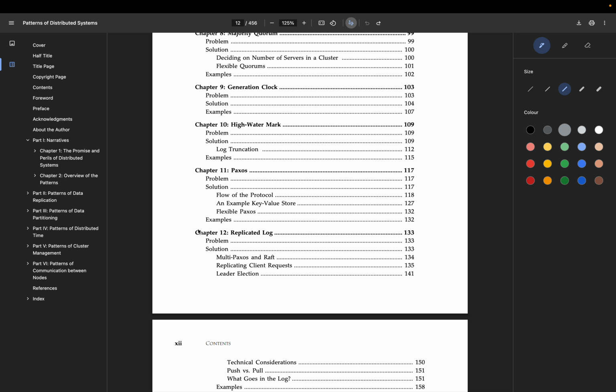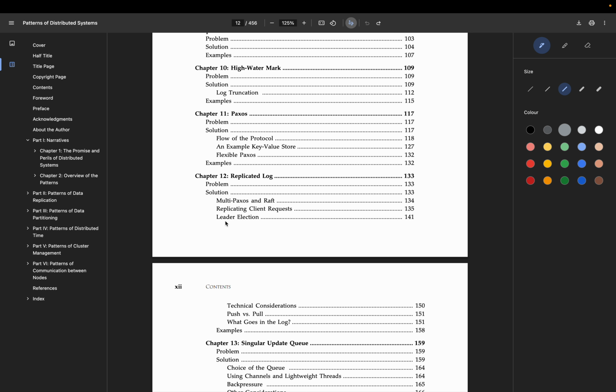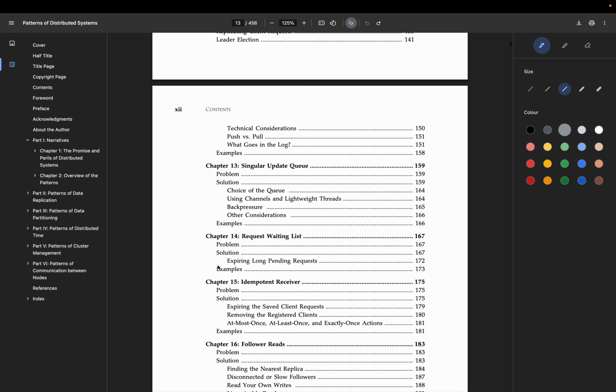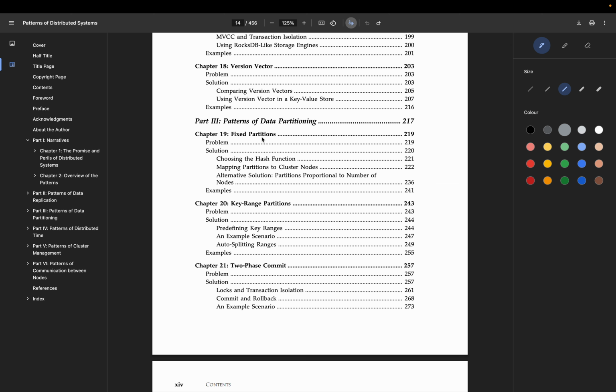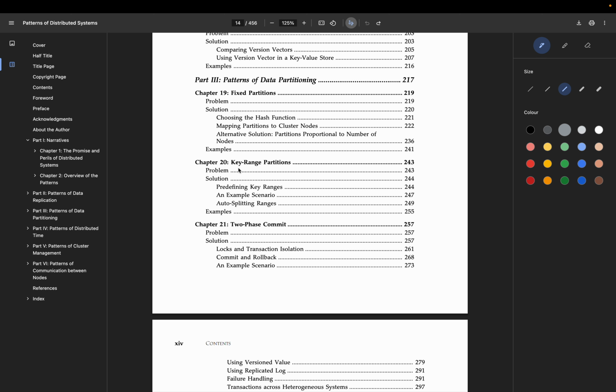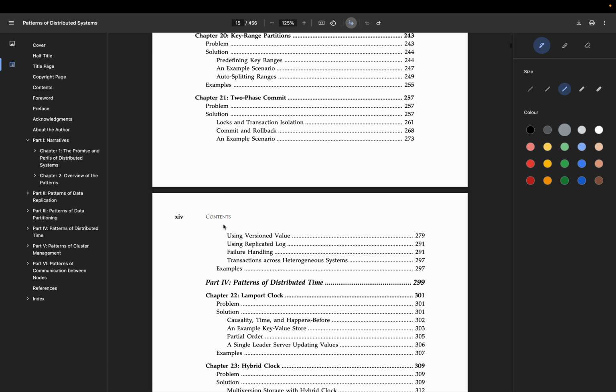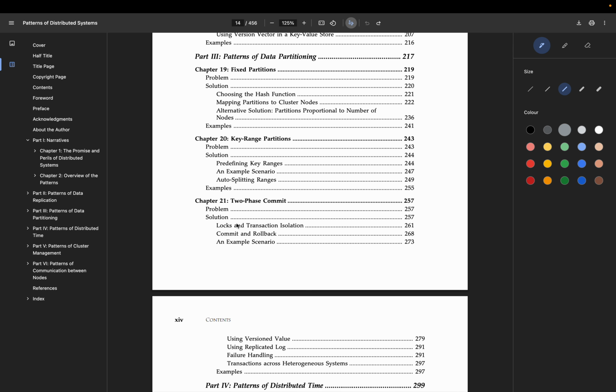This is the main thing we have to understand, the patterns. Once you understand the pattern, you can design any system. We'll have a couple of pattern chapters over here. Those were on data replication patterns. Now we are coming to data partitioning patterns, and again why we need to partition the data, and what patterns we can follow to partition the data in a good way. For example, fixed partitions, key range partitions, two-phase commit. All these are very good concepts that will help you build strong, resilient, scalable systems.